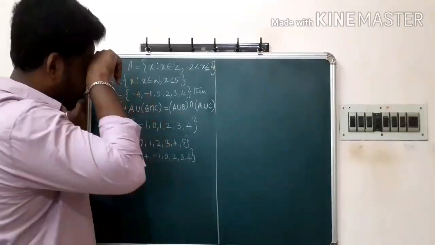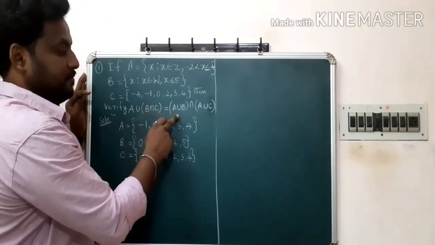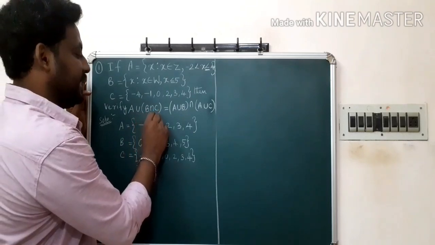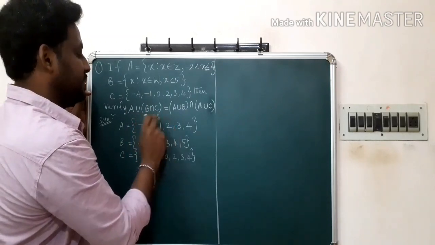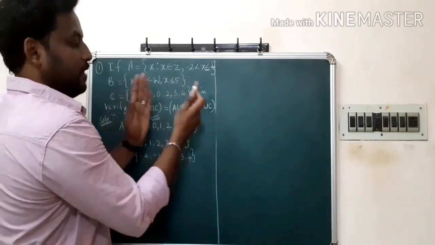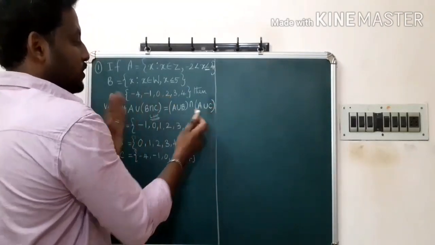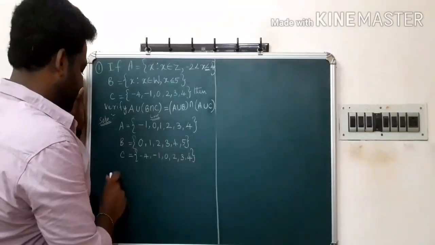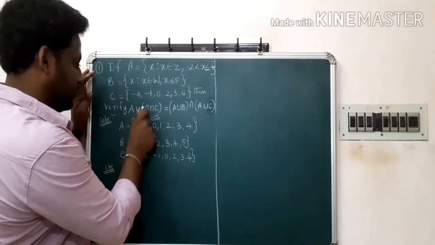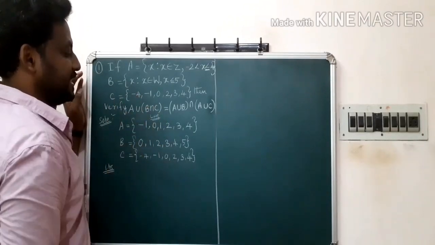So now we have to verify this distributive property condition. First we have to find the left hand side and then we have to find the right hand side. If both are equal, the condition is satisfied. First we look at the left hand side: A union B intersection C.